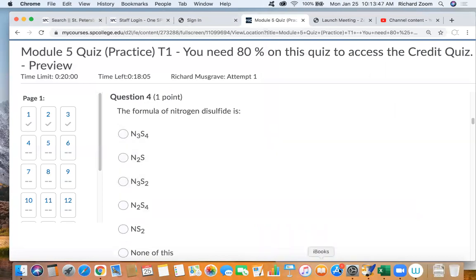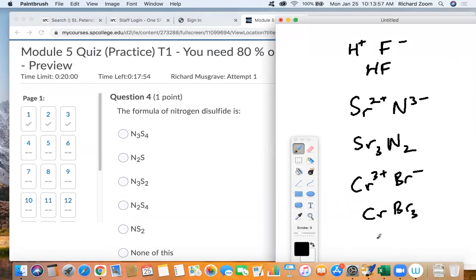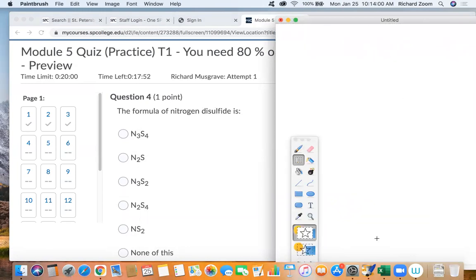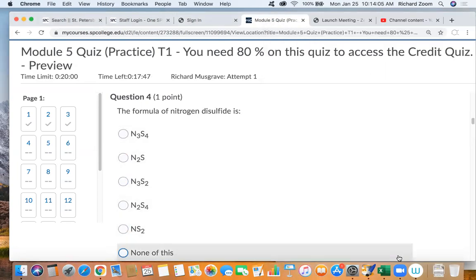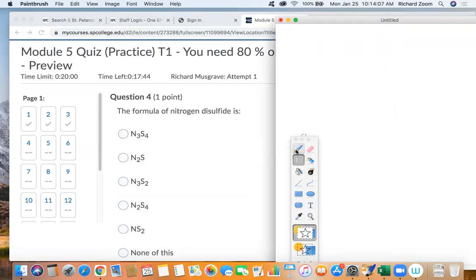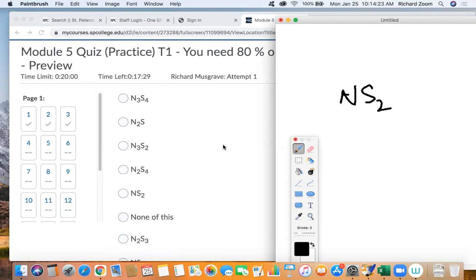Nitrogen disulfide, that's one of your two non-metal situations. Whenever you've got these prefixes involved, then you know it's a two non-metal situation as well. And nitrogen disulfide is NS2. Anybody have any questions? Yeah, that's always a good clue. If you see these prefixes, you know it's two nonmetals. I think that can be helpful.